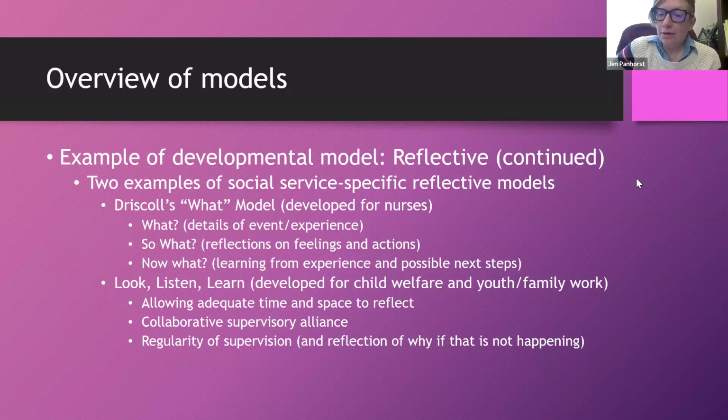And then another one is Look, Listen, Learn. This came out of child welfare and other kinds of youth and family work. So basically ensuring that there's time to reflect, and that there's a good collaborative relationship between the supervisor and the supervisee. So this is one where we at least have identified where the supervisor is, and they're working together with the supervisee. And then also looking at the regularity of supervision and reflecting on why that's not happening regularly, if that's the case. Certainly in a lot of places that have really busy workflows, like child welfare, but other settings too, maybe supervision's not happening that often, which it really should be if it's going to be effective. That's certainly what the research tells us. And so looking at what the barriers or reasons are that this is not happening.